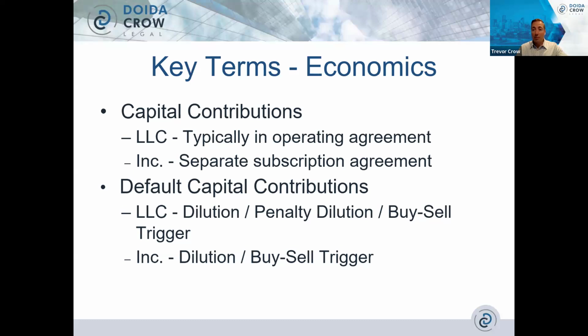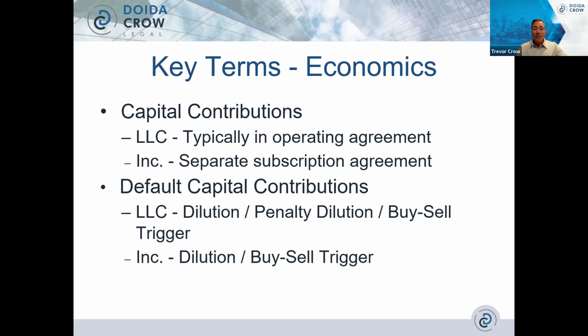Are we going to issue new membership interests? Are we going to take on debt? Or are we going to be able to call for capital? In a corporation, usually there are no capital contributions per se in the entity documents, like the articles or the bylaws, but there may be a separate agreement, like a subscription agreement, if somebody has made a commitment to contribute additional capital in the future, or to buy additional shares in the future. That could be built into those documents.